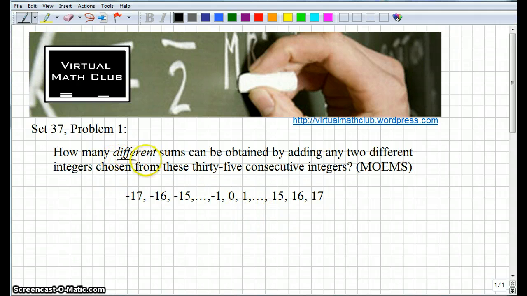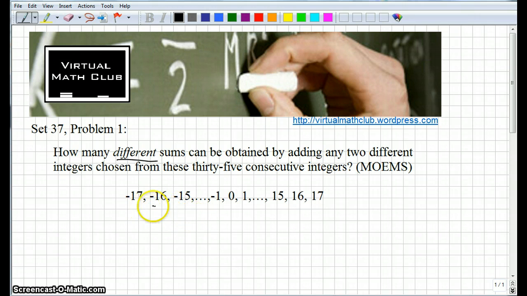But they're asking for different sums, so you'll quickly realize that, for example, if you are looking for the sum of 7, you can get that by adding 0 and 7, or 1 and 6, or 2 and 5, or a bunch of different ways, right? The same way, if you want to get a sum of 15, you can get that with 15 and 0, or 1 and 14, or 2 and 13. So that's kind of the hard way to do it. You could do it that way.